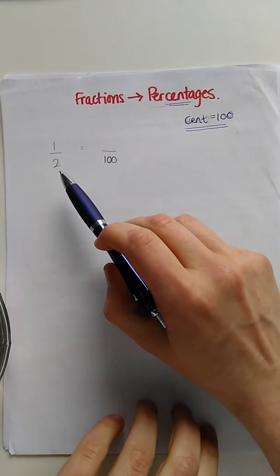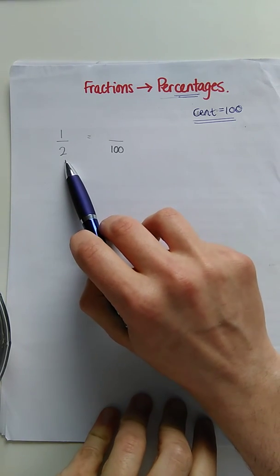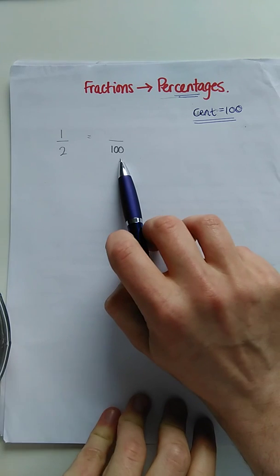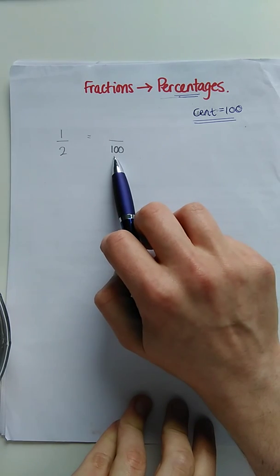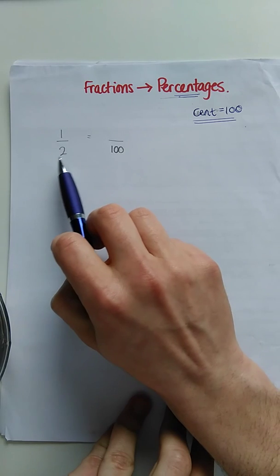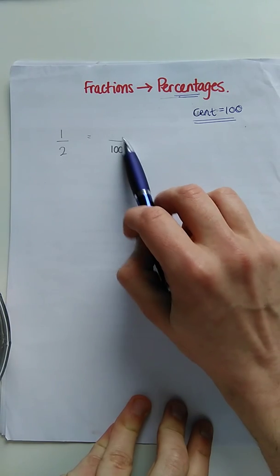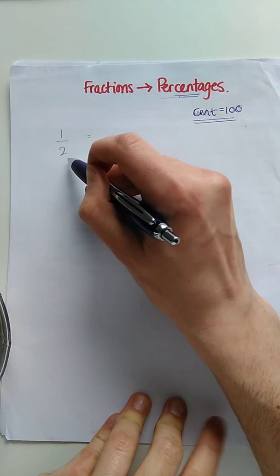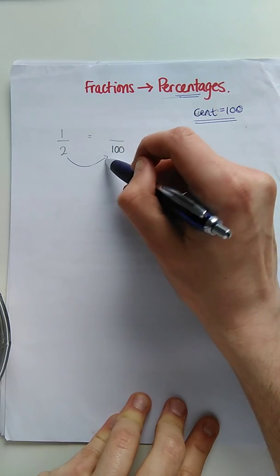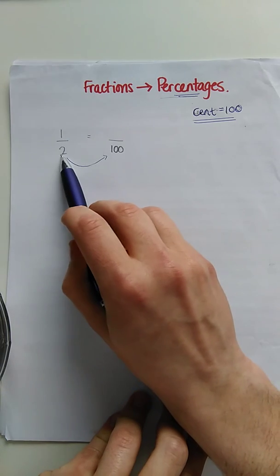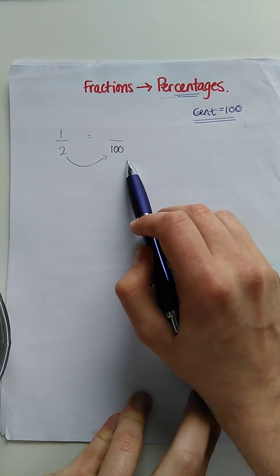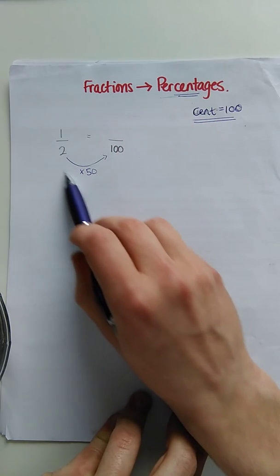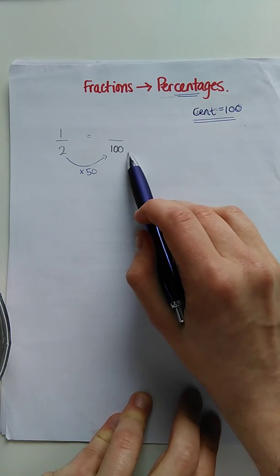So if we take a fraction, in this case 1/2, we want to find what the equivalent fraction is when the denominator is 100. So I want to change my 1/2 into something over 100. So I asked myself the question, how do I get from 2 to 100? How many 2's go into 100? Well, that is 50. I have to multiply the 2 by 50 to get 100.